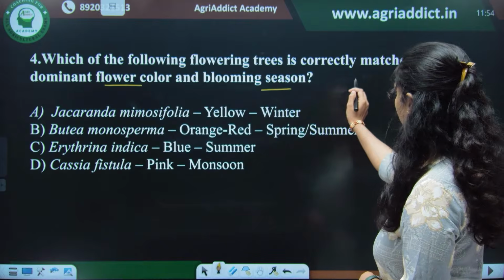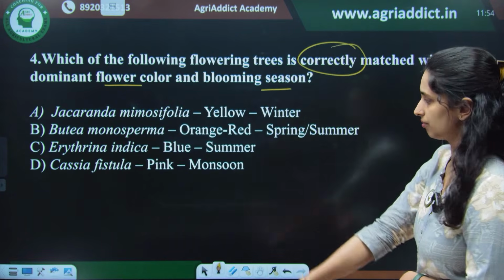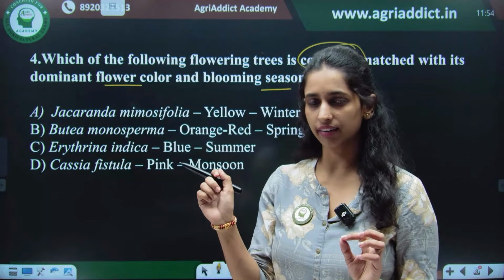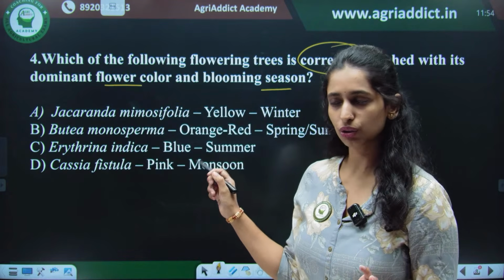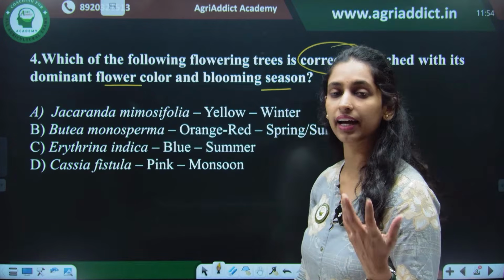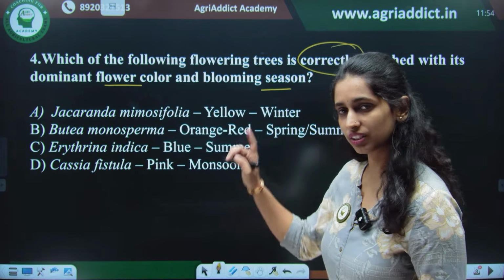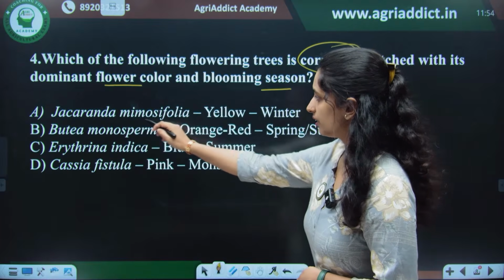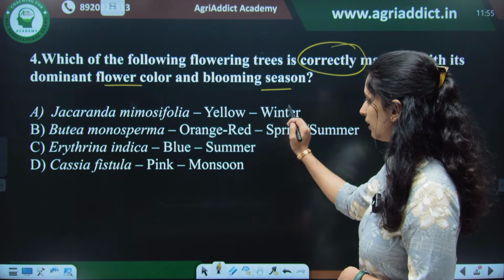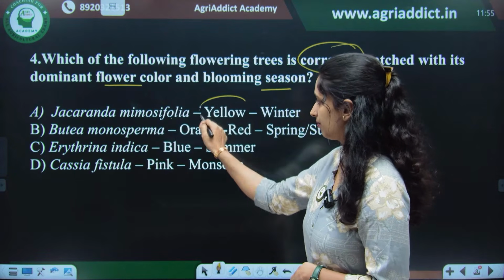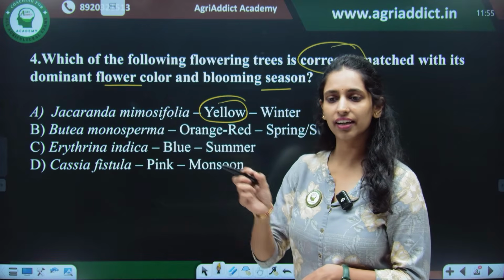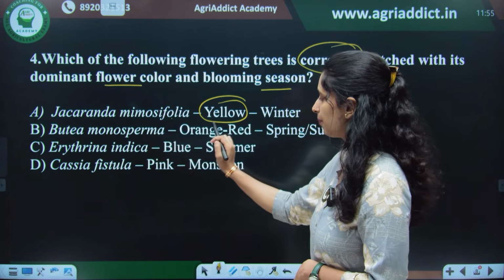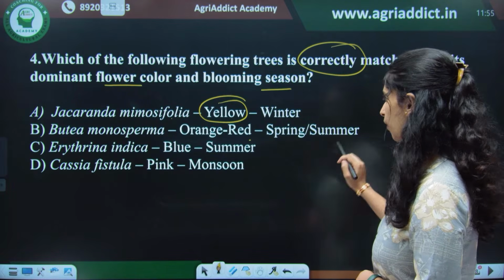See the question, they are asking correctly matched. Sometimes what happens is that something is wrong in option A itself, so you will mark it thinking it is right, but maybe they are asking which is not correct. So see the question and also the answer options correctly. Jacaranda mimosifolia, yellow color, winter. What is wrong here? Yellow, because Jacaranda is a blue color flower, blue and violet. Bignonia, orange red, spring and summer.